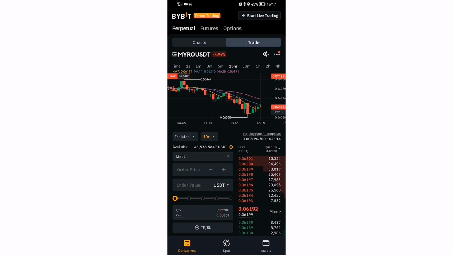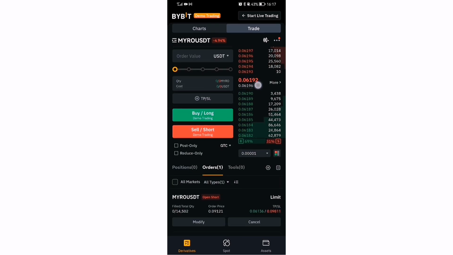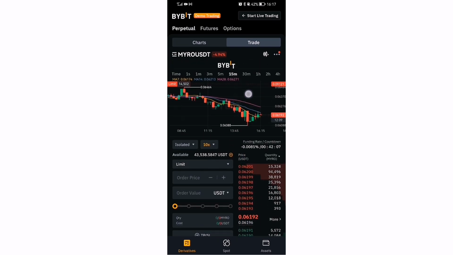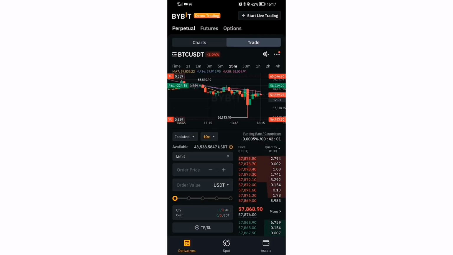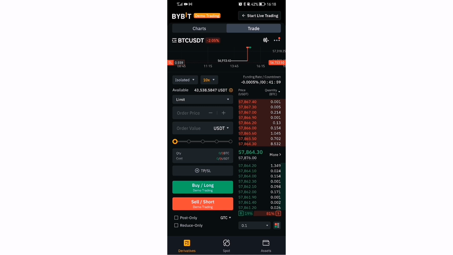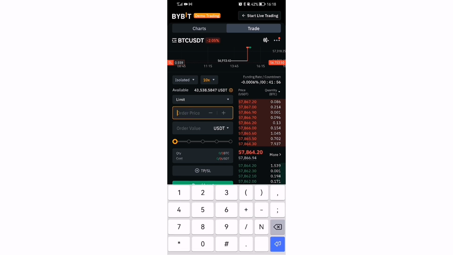We'll do that, but before then let's click on Bybit and enter our trade here. Before then, we'll change the pair to the one we just analyzed, BTC. You click on it and then write your entry. So our order is limit, because we are waiting for our trade to trigger.